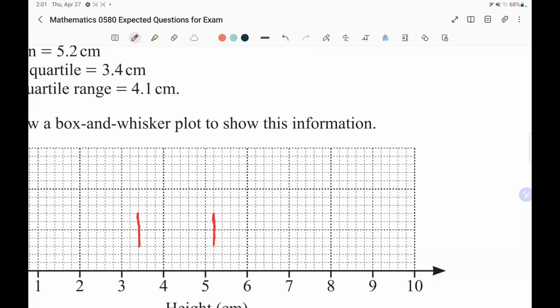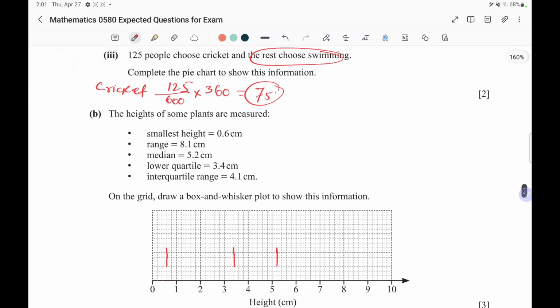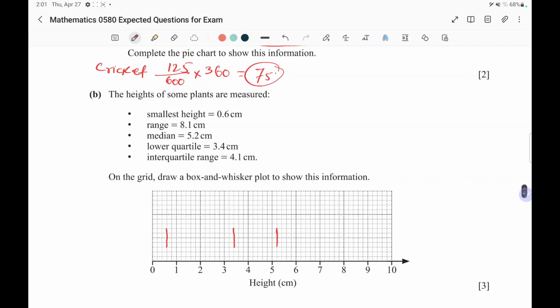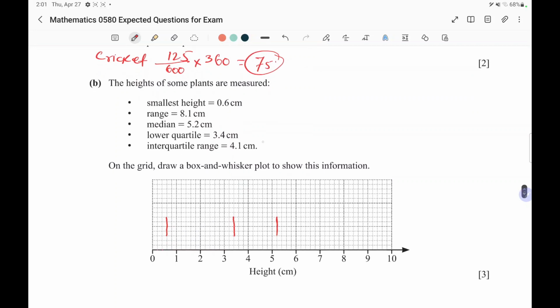Median is 5.2. It should be a straight line. 5.2. Then next, upper quartile is not given. Interquartile range is given, so no problem. We know that interquartile range is Q3 minus Q1, so Q3 minus Q1 is 4.1. Q3 is the upper quartile, so that is 4.1 plus Q1, and Q1 is your lower quartile. This is your Q1, that's 3.4. So that is 7.5.